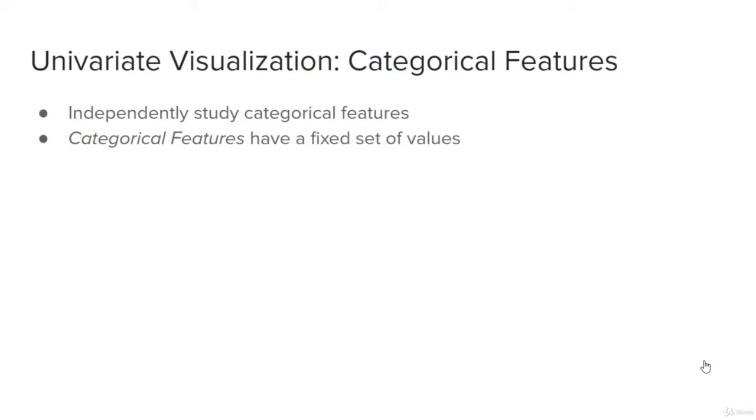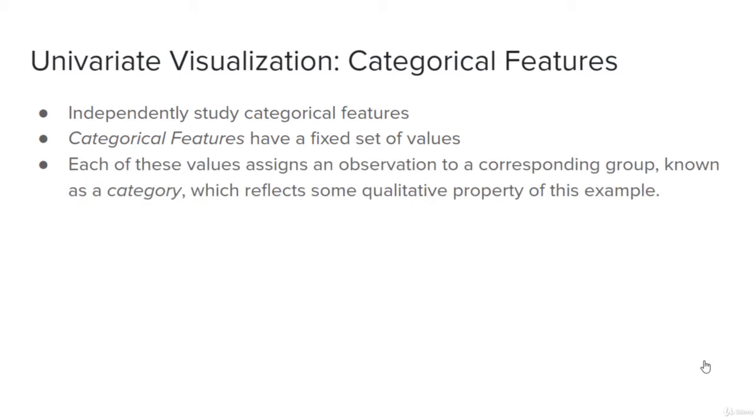Now we're going to move on to univariate visualization of categorical features. Categorical features are basically categories which need to be studied independently, and these categories have a fixed set of values. So if we're studying a categorical feature in a data set, the number of categories in that feature is fixed. Each of these values assigns an observation to a corresponding group known as a category, which reflects some qualitative property of this example.